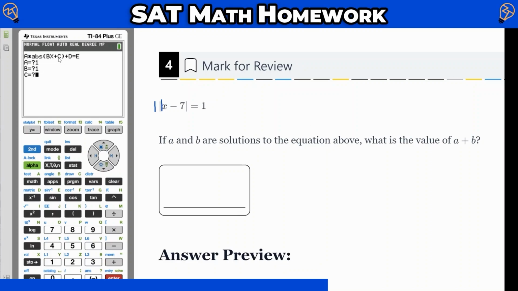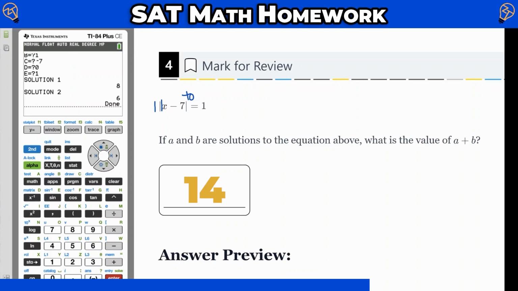Our c value is -7, so we want to make sure we use the negative key down here, not the minus key. And then d is the scenario in which there's something after the absolute value, but still to the left of the equal sign. Now we don't have anything, so we assume it to be a +0. So we'll type in 0. And then finally, the constant on the right side is 1. And look at that, we get our two solutions. So the program was definitely a good option here.